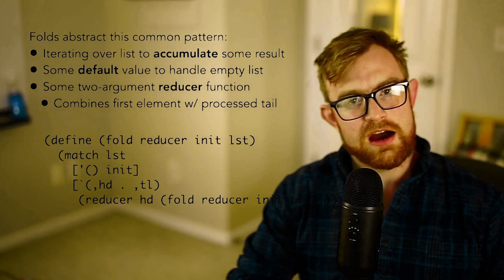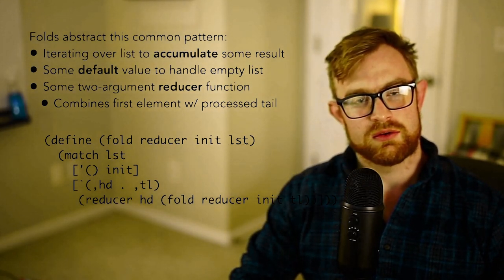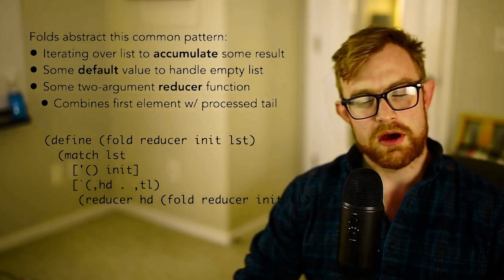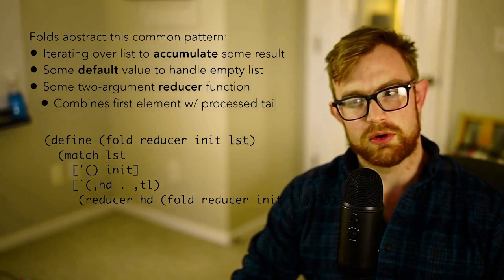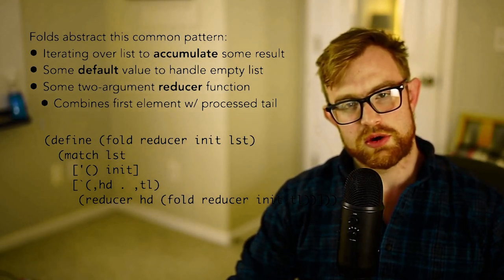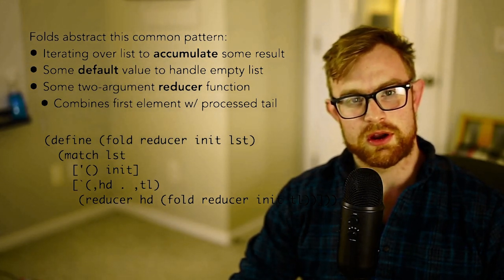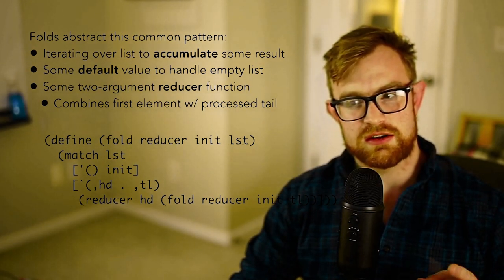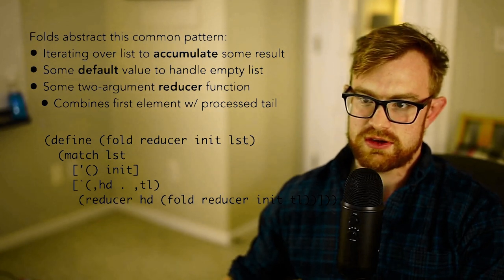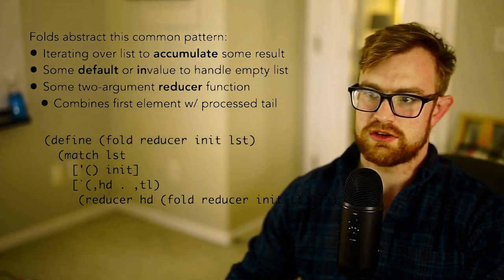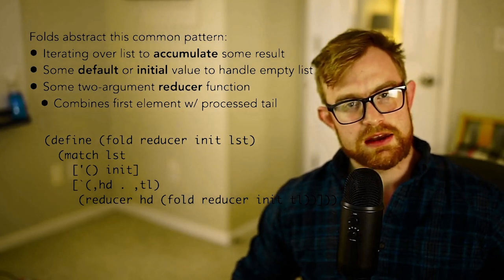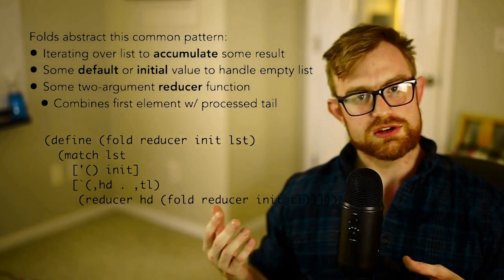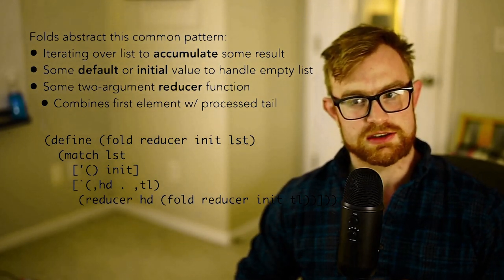So we've now explicated this common pattern, which I'm going to call a fold over the list. We'll define fold precisely on this slide, but common structure of folds include iterating over a list to accumulate some result. So you have some list that you want to walk over, and you want to accumulate some result on that list. You also have a default or initial value to handle the empty list. And then to combine up the results of the list as you go down it, you're going to call a reducer function or a combiner or processor function.